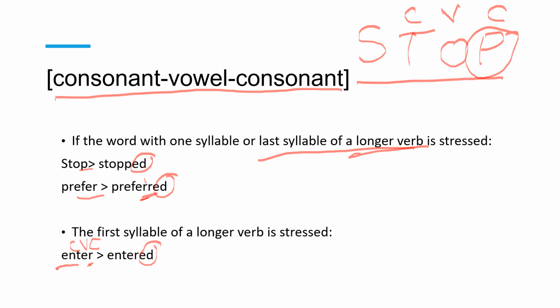To summarize again, if the word is a one-syllable word, and we are talking about the verb here, or the last syllable of a longer verb is stressed, then we double the final consonant and add ed. But if the verb is a longer verb and the first syllable is stressed, then we simply add ed and we do not double the final consonant.